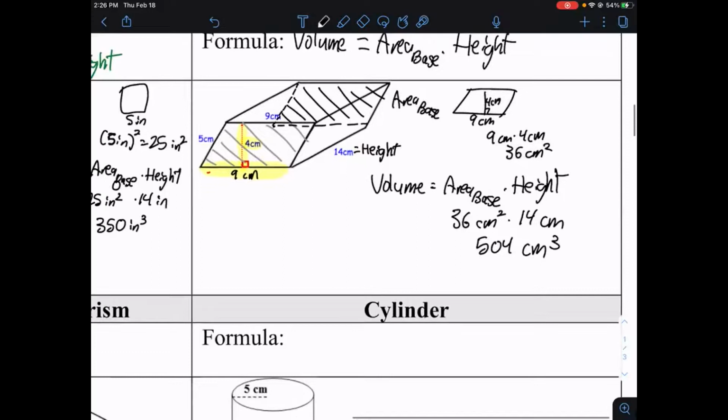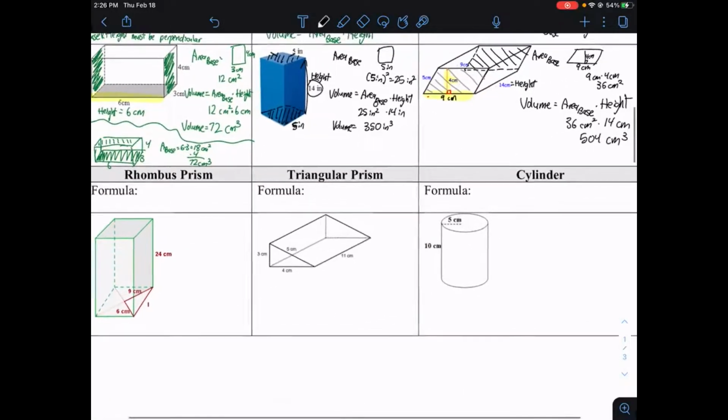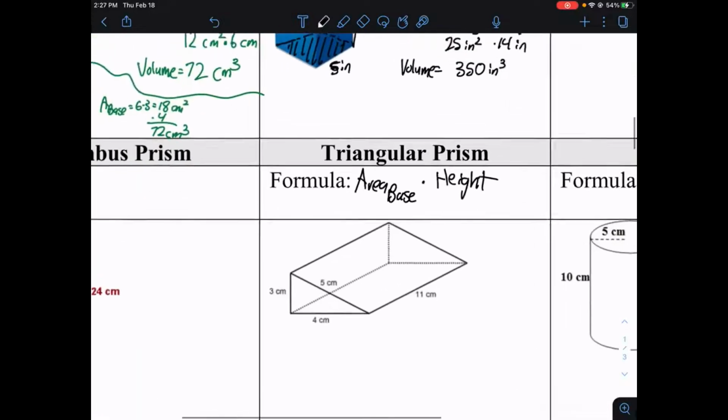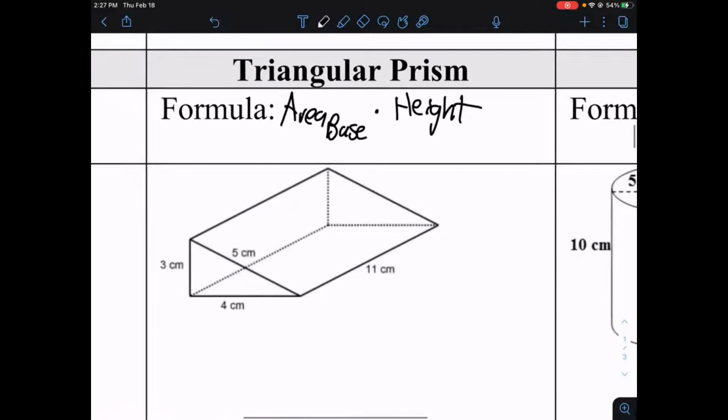Okay, but for now, why don't we skip the rhombus prism, because that's a kind of a rare shape, and let's look at this triangular prism. Maybe you figured out by now, all prisms have the same basic formula. But unlike the rectangular prism where we had 3 different choices, here we only have one choice of base.